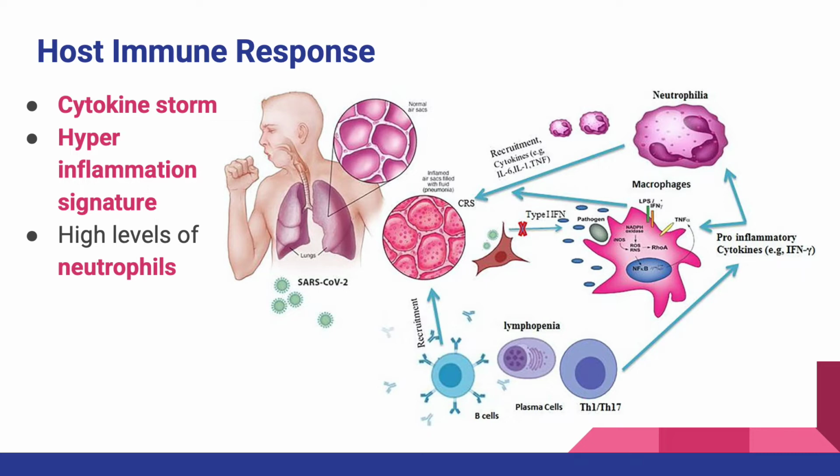So in severe patients, typically a cytokine storm is common. This causes a widespread and detrimental impact on multiple organs. Lots of severe patients are also characterized by a hyperinflammation signature, high levels of neutrophils, which are a type of white blood cell that releases cytokines, which are responsible for the inflammatory response.